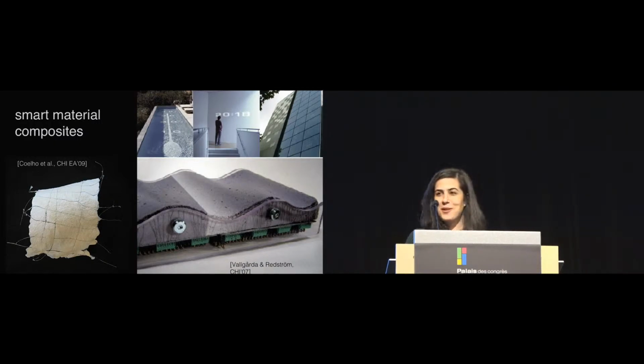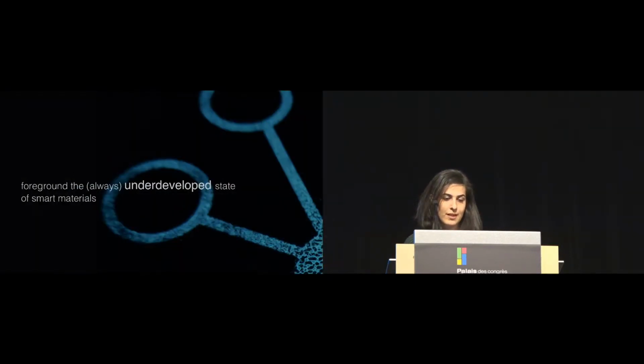So, getting back to smart materials and the background on that. The stimulus-responsive dynamic qualities that unfold over time and in relation to the context of use render the performativity of smart materials particularly interesting as an entry point for designing with them. With the term smart material composites introduced in the paper, we aim to foreground the always underdeveloped state of smart materials that enables and drives creative processes with them. We argue that the designers need to keep an open mind about both underdeveloped technical and experiential qualities.